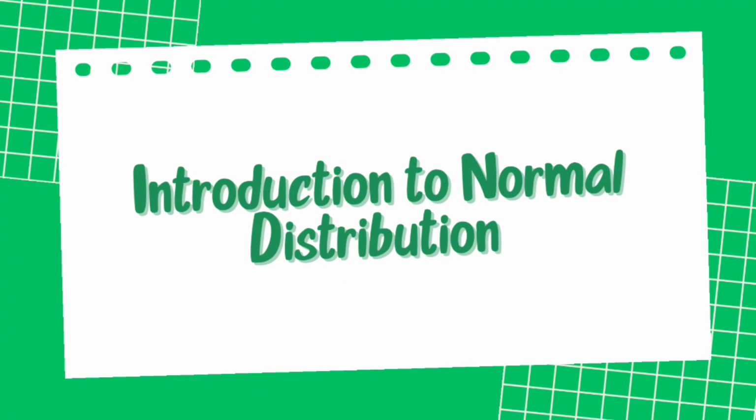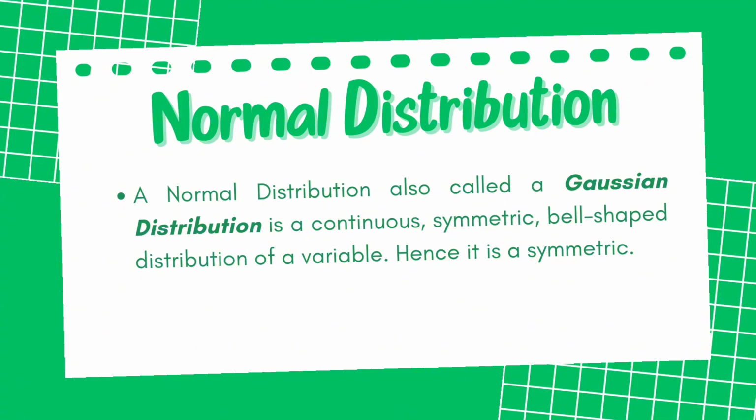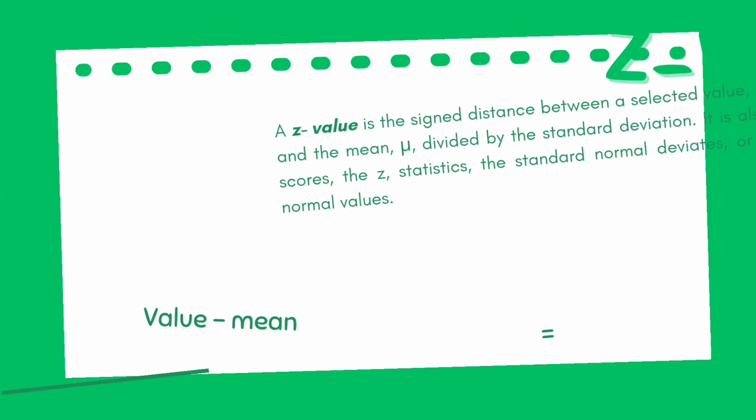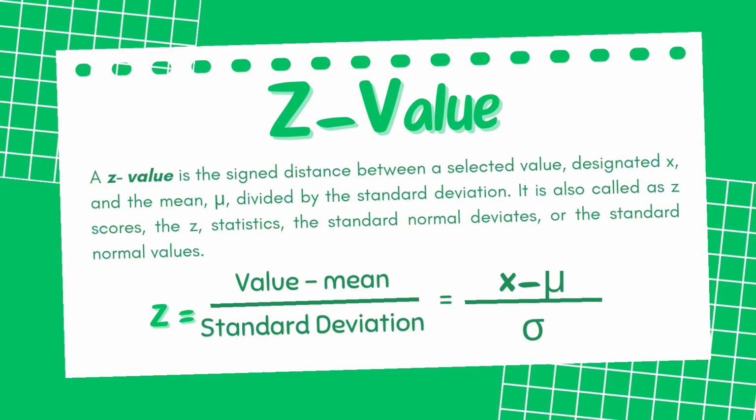Today we're going to talk about normal distribution involving the z-table. So what is normal distribution? A normal distribution, also called the Gaussian distribution, is a continuous, symmetric, bell-shaped distribution of a variable. So now let's move on to the z-table or the z-value.